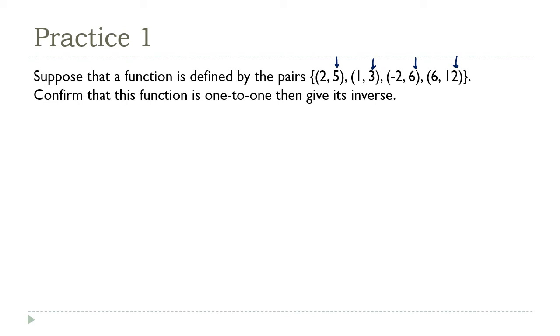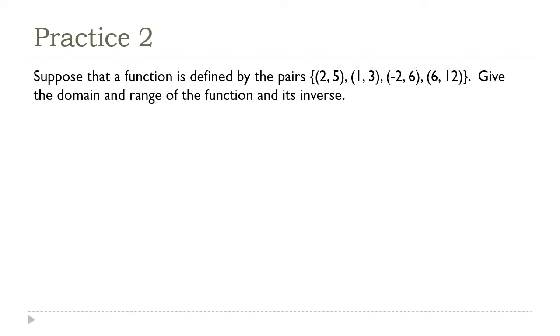Well, on the last question, we saw an individual point, and to find the inverse, we flipped the x and the y. Well, that's all I'm going to do here. I'm just going to do it with all the points. So it's going to be (5, 2). That flips the first one. (3, 1), (6, -2), and (12, 6). And that's it. There's my inverse. There is my inverse function. So this would be f inverse.